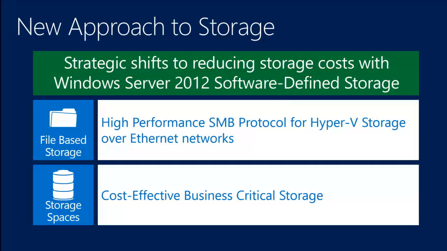And the other shift is around spaces. On the file-based storage, we also introduced a new kind of file server called a scale-out file server, which is really designed to be a back-end for applications running over SMB. So we have a totally new solution there. And then also a new feature that we have in 2012 is called storage spaces. Storage spaces enables you to take low-cost commodity JBODs and make highly resilient, available storage out of them, reducing costs.